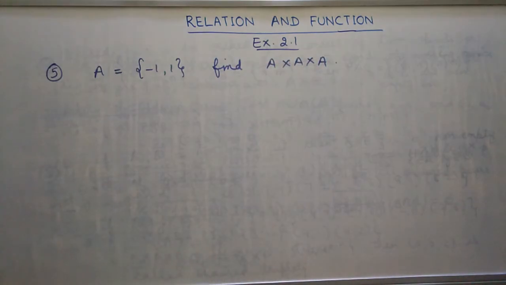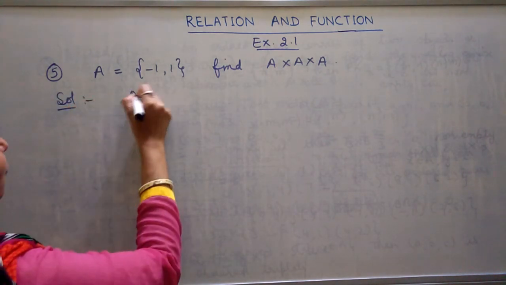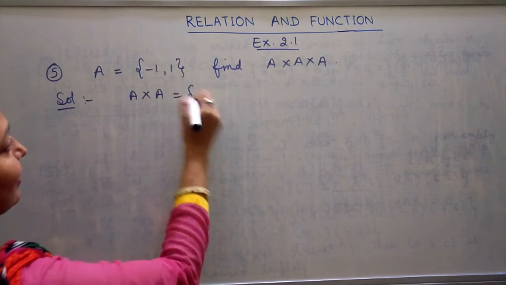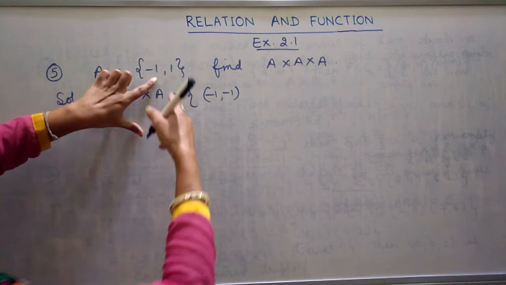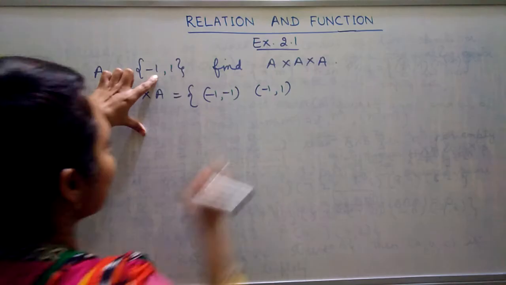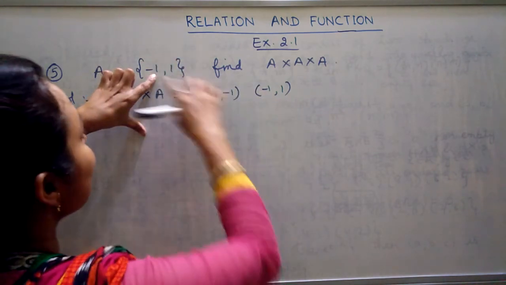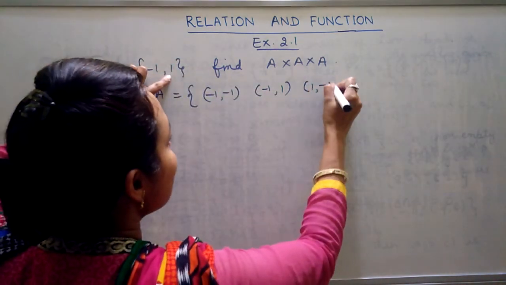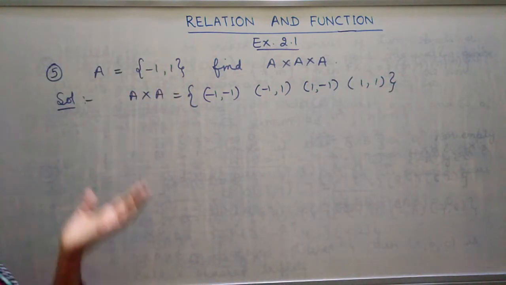A cross A, how can you find it? Very simple solution. When you want to find A cross A, that will equal (-1, -1), that is, it is taken with itself, (-1, -1), then (-1, 1), then (1, -1), then (1, 1). So this is the way to find A cross A.